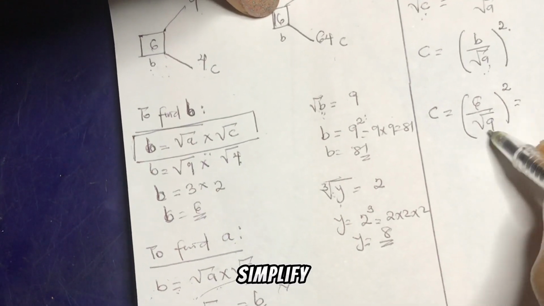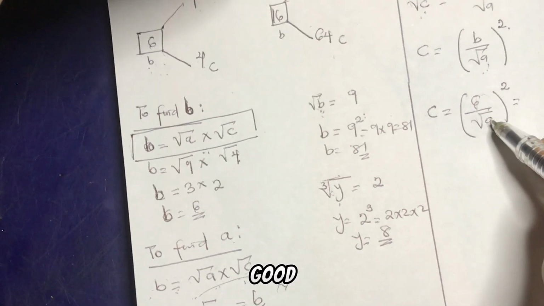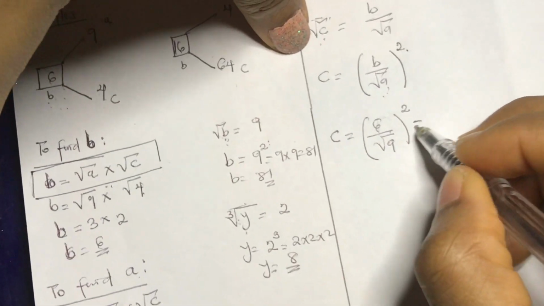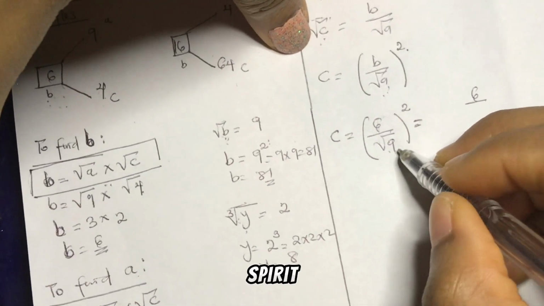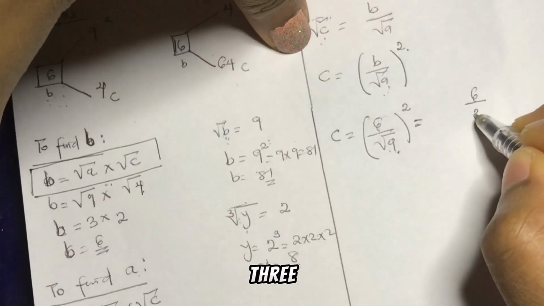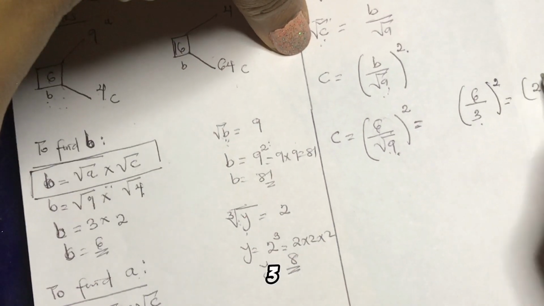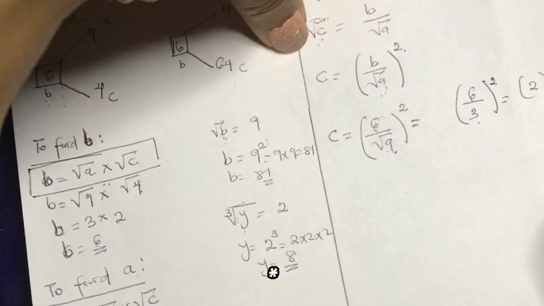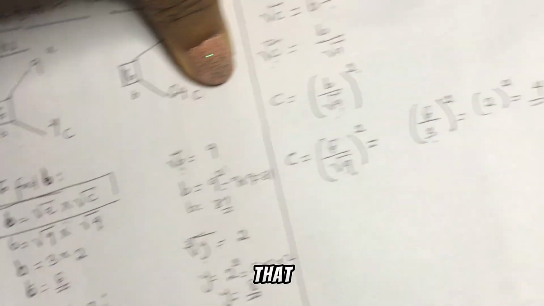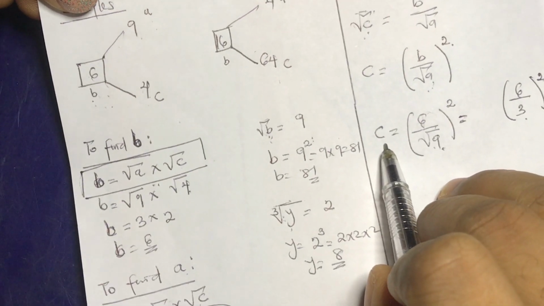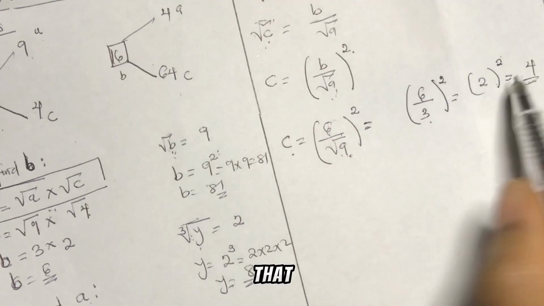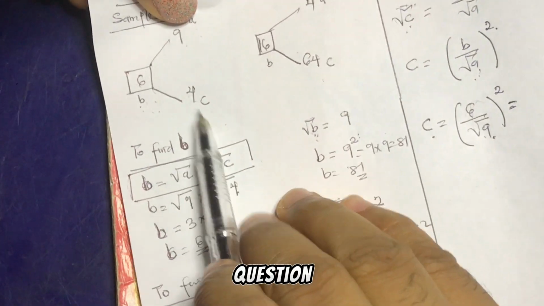So we need to simplify everything that is in the bracket first using the BODMAS operation. So that will be 6 divided by what is the square root of 9? That's 3. Everything raised to the power of 2. 6 divided by 3 that will be 2. 2 to the power of 2. So 2 to the power of 2 is 2 times 2, which is 4. So that is how the 4 is derived, which is c in this question.